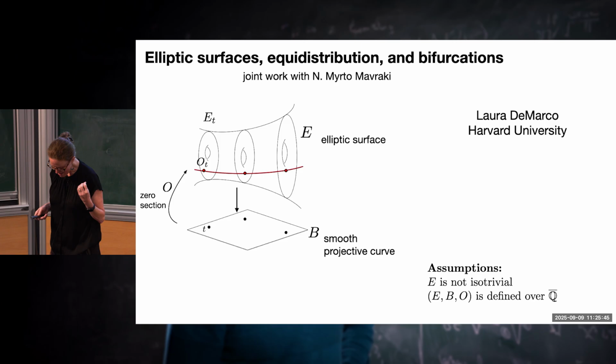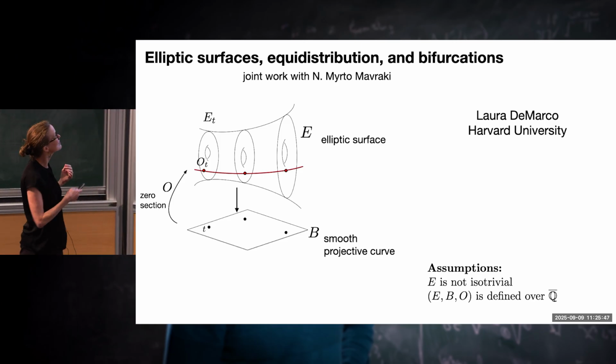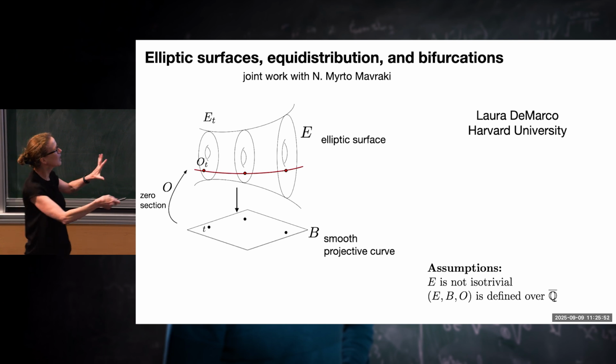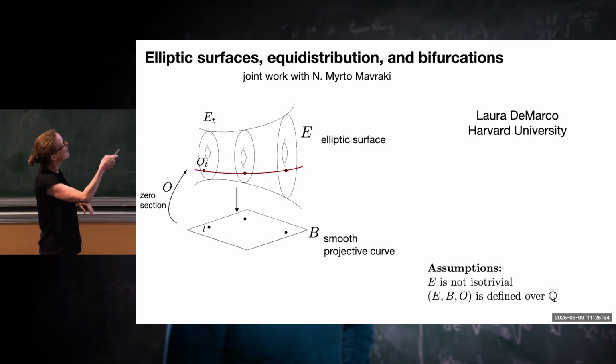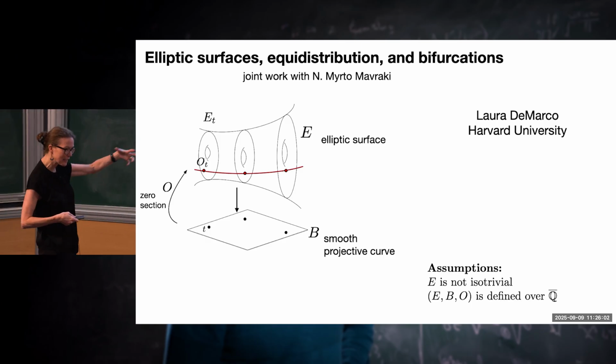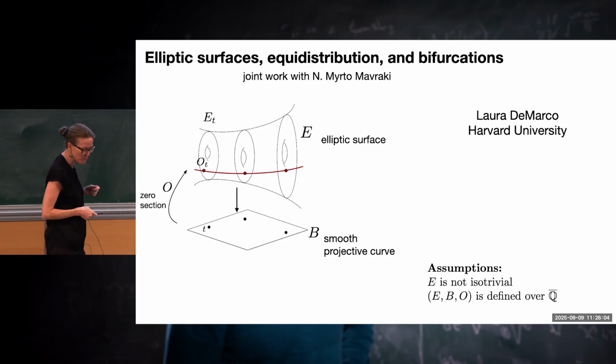Okay, so the setting here is an elliptic surface. The standing assumption for my talk will be that this is a family of elliptic curves over some base curve, which is not isotrivial. So the tori are genuinely varying in their complex structure.